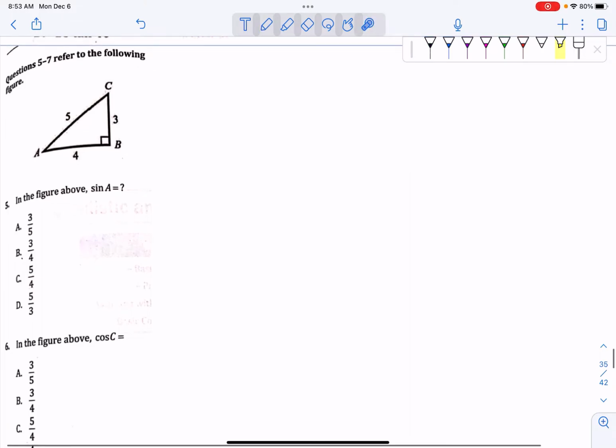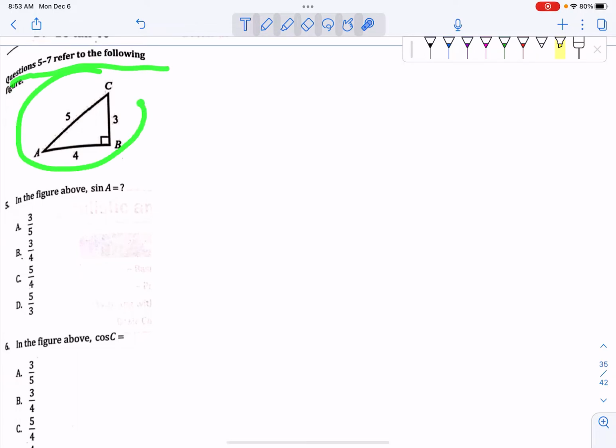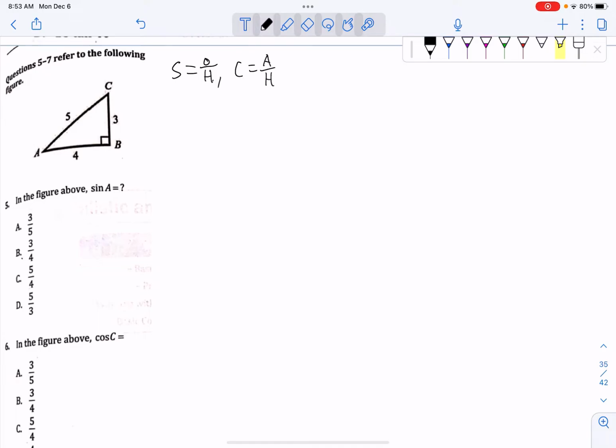All right, guys, really quick, just a short video. Questions 5 through 7, right? So we're going to use this 5, 6, 7. If you guys don't know what it is, it's SOH-CAH-TOA. SOH-CAH-TOA. This is just a trig identity that helps us figure out when to find missing sides, right?